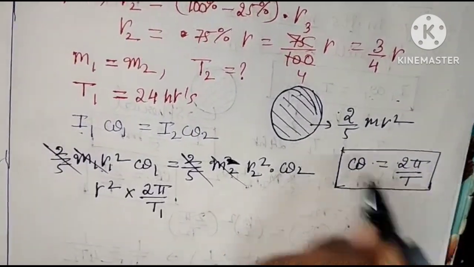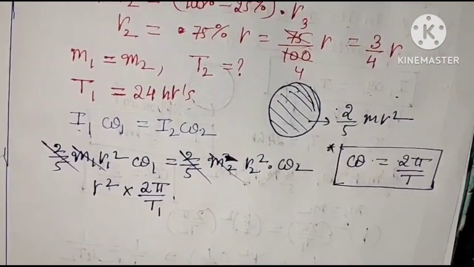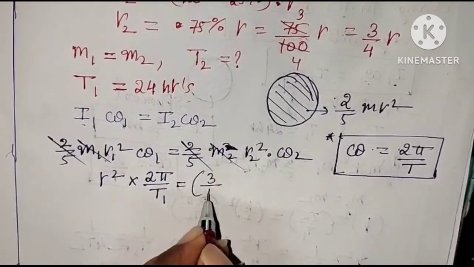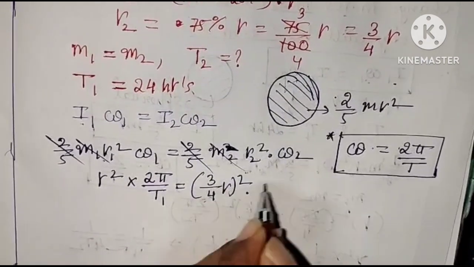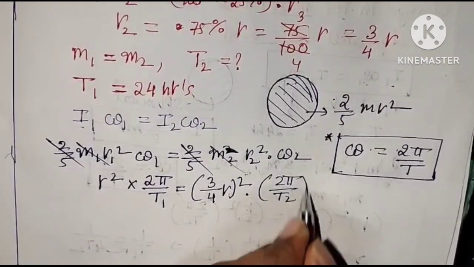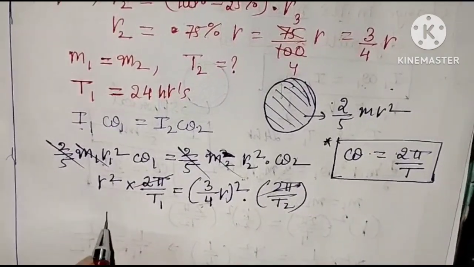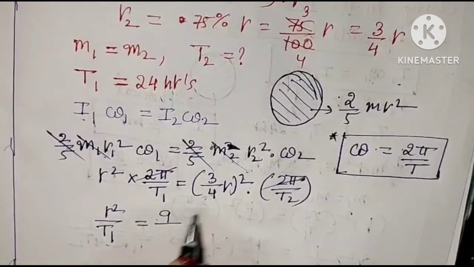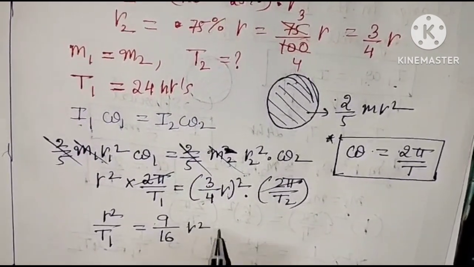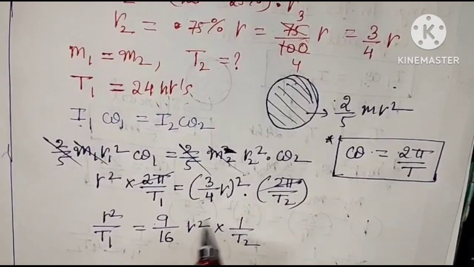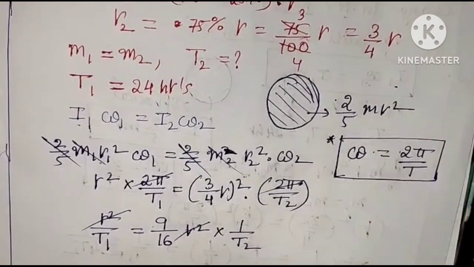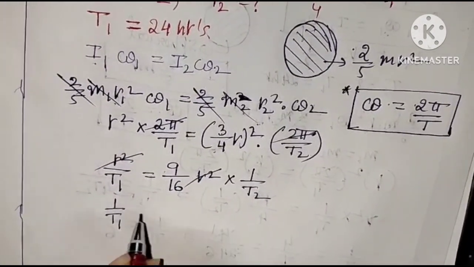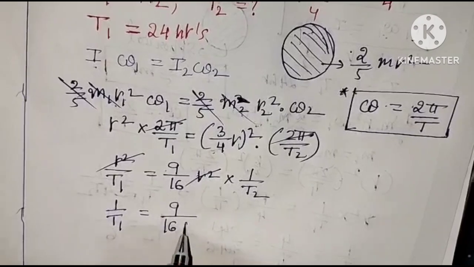This formula is very important: omega is equal to 2 pi by t. Apply this formula. Now R2 is how much? 3 by 4 into r, whole square, into omega 2, which is 2 pi by t2. 2 pi cancels. r square by t1 is equal to 3 square, 9, 4 square, 16 r square, into 1 by t2. r square gets cancelled. Now we end up with 1 by t1 is equal to 9 by 16 t2.